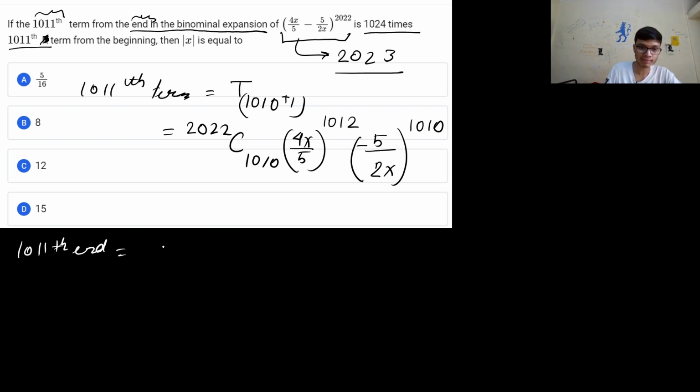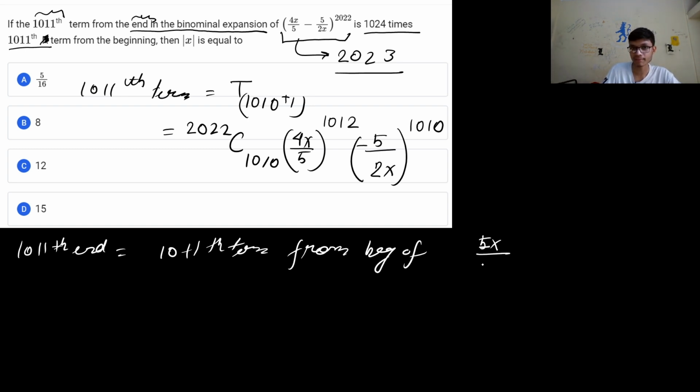the 1011th term from the end is same as the 1011th term from the beginning if I exchange this particular thing, and I can write it as (5 by 2x minus 4x by 5) whole to the power 2022. Okay, so I took the negative sign common, and since the negative one to the power of an even number always gives a positive result, the term from the end is same as the term from the beginning if you only interchange the binomial variates. So this is how we basically get to the ending term.